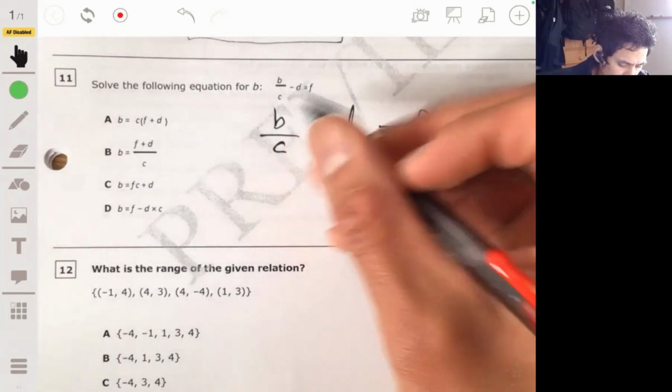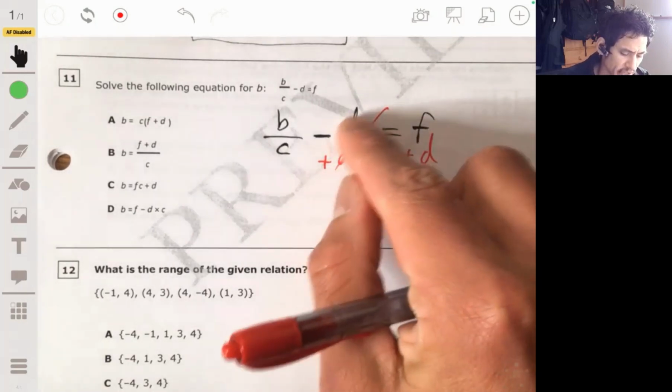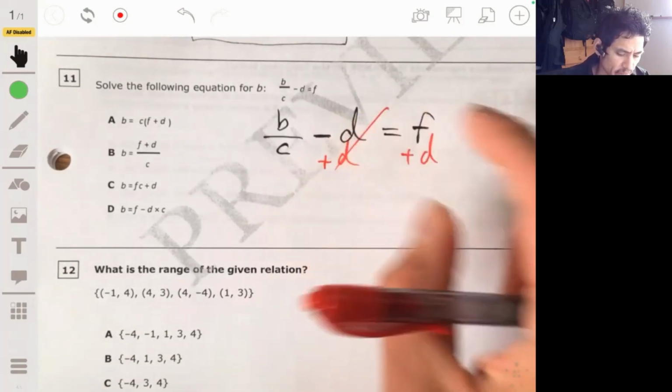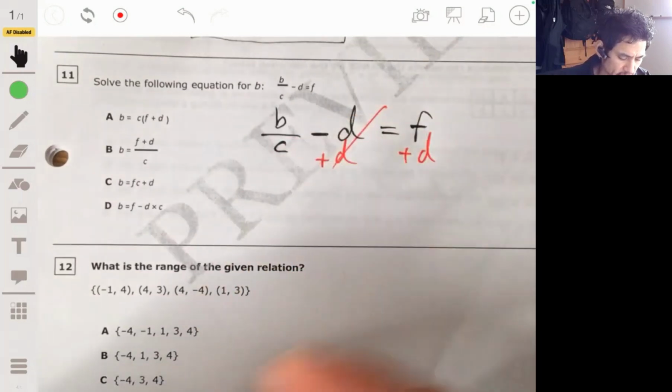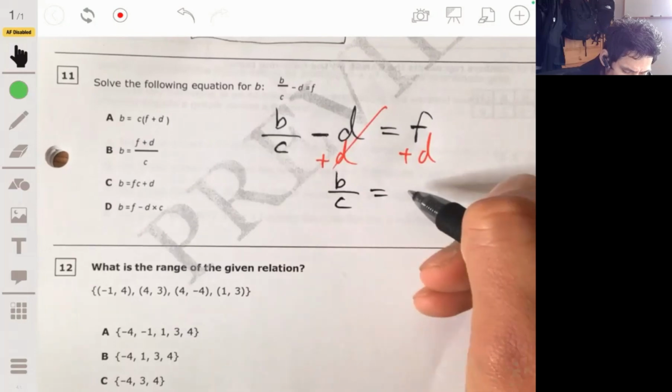So if we want to get B by itself, we're going to start off by adding D to both sides, because think of D as just like a number, like maybe it's 10. Minus 10, add 10 to each side. And then we'll just have B over C is equal to F plus D.